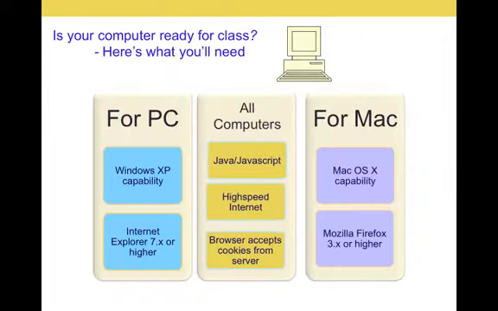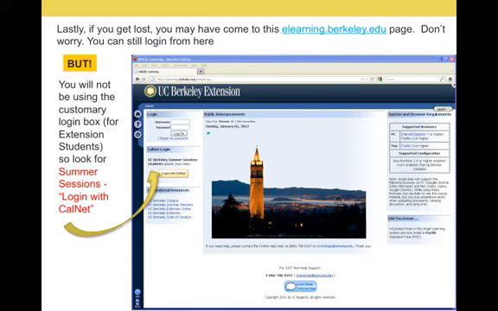It's not only you, but also your computer that needs to be ready for class. Only certain browsers are supported by the Online Learning Management System, so if you have a PC, you'll want to use Internet Explorer, whereas if you have a Mac, you'll be using Mozilla Firefox, even if you're used to using Safari, Google Chrome, or another browser. Make sure you have a high-speed internet, that your browser accepts cookies, and that you're up to speed on Java, Windows, or Mac OS.